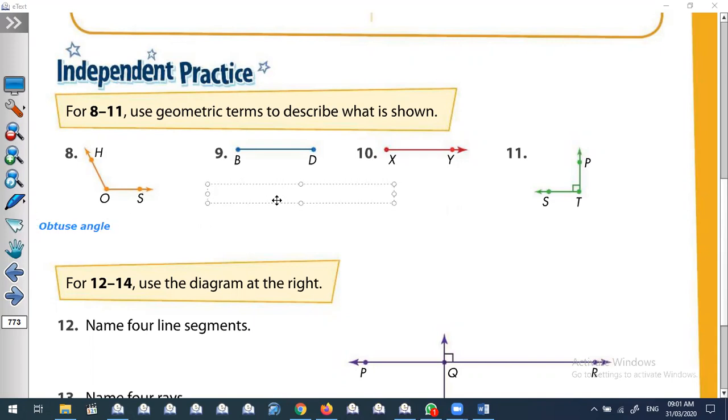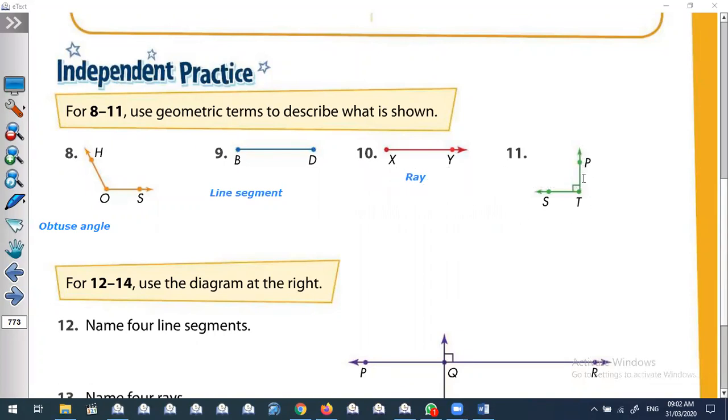The next one. This line has no arrows, so it will be a line segment. A line segment has two endpoints. Here we have one endpoint and one arrow, so it will be a ray. One arrow is a ray.